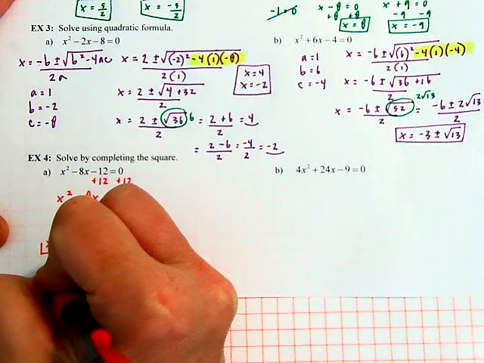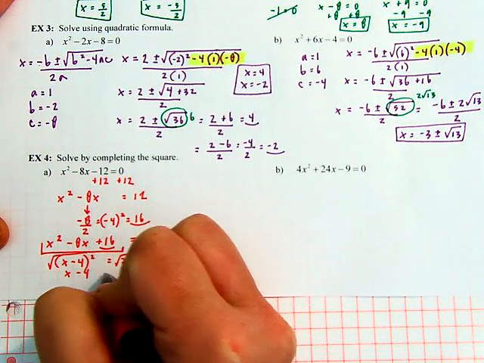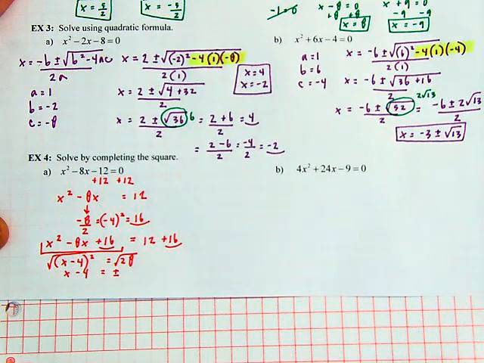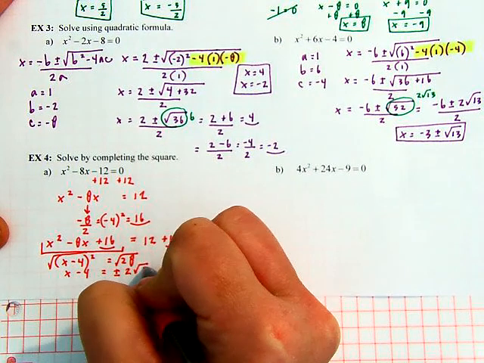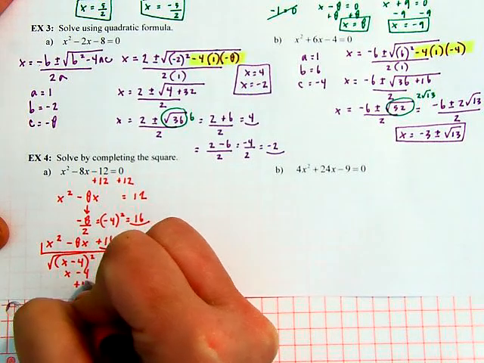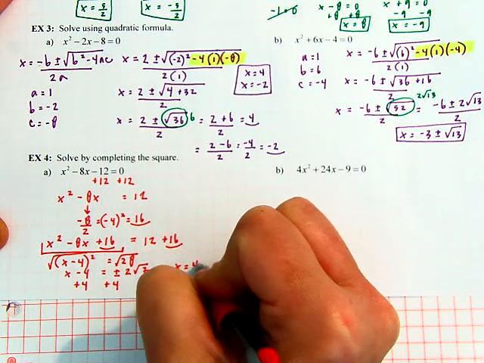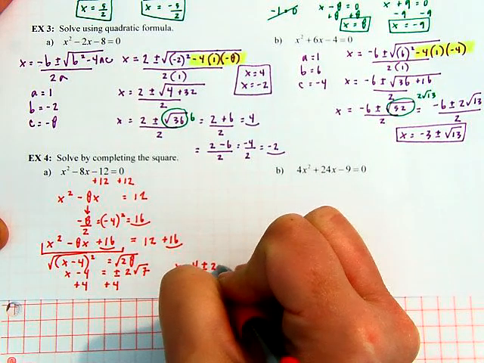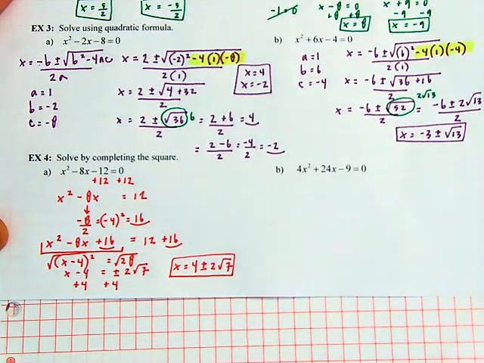And now I can solve by taking the square root. So take the square root of each side. X minus 4 equals plus or minus the square root of 28. That's 4 times 7. So 2 root 7. And then I add the 4 to the other side, and I get that x equals 4 plus or minus 2 square root 7.